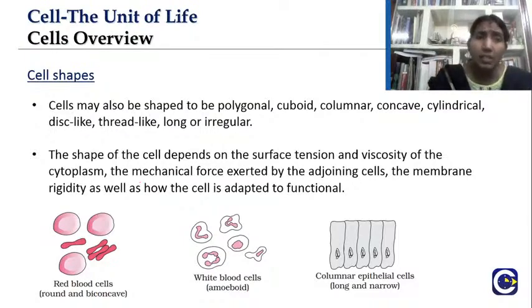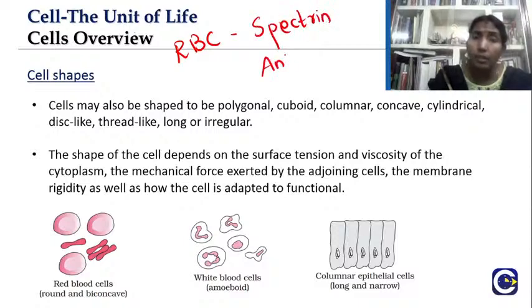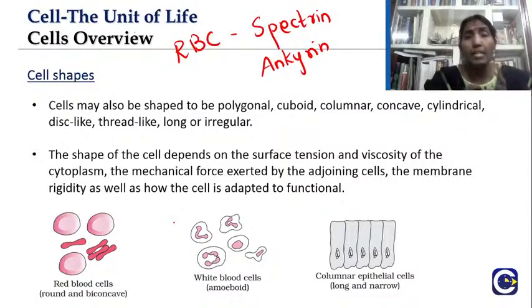Now the shape of the RBC, the biconcave shape, is actually given by proteins called spectrin and ankyrin. Like that, you have a lot of membrane proteins that pull it and hold it in that shape. Okay, so that is where it comes from.